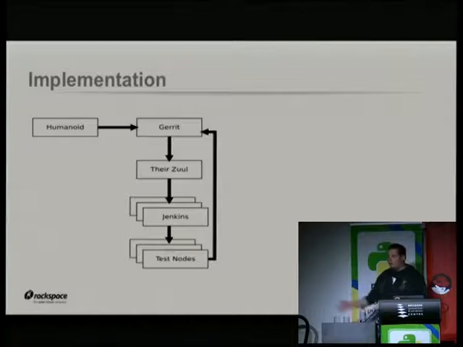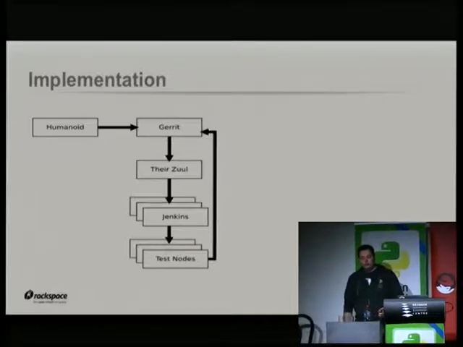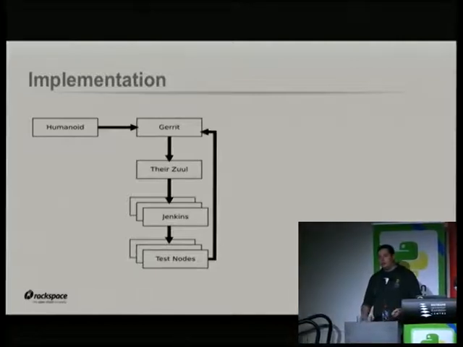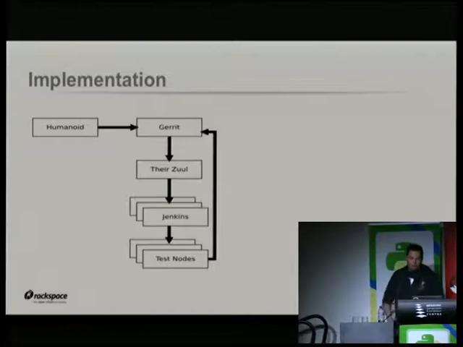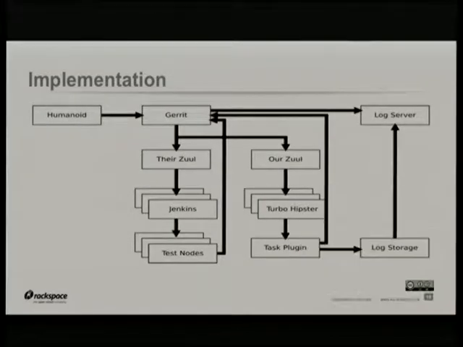Jenkins then says, I know how to run the PEP8 job or the unit test job or whichever it is. So Zuul will hand Jenkins the work, Jenkins will do the work and return the results. So that's very crudely how it works. What we are doing kind of sits in parallel.